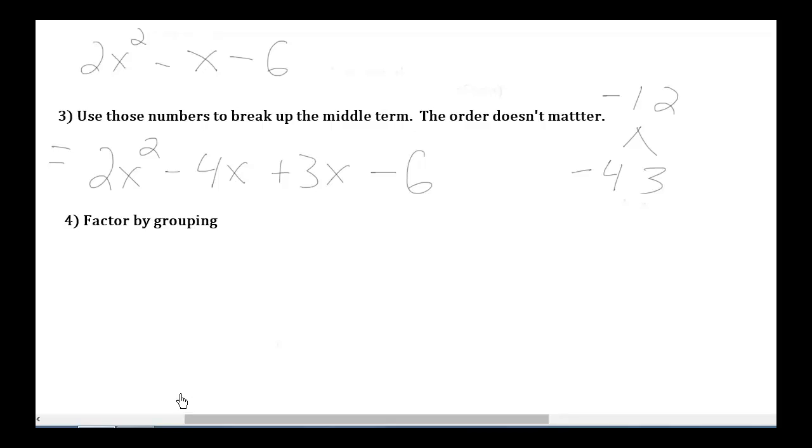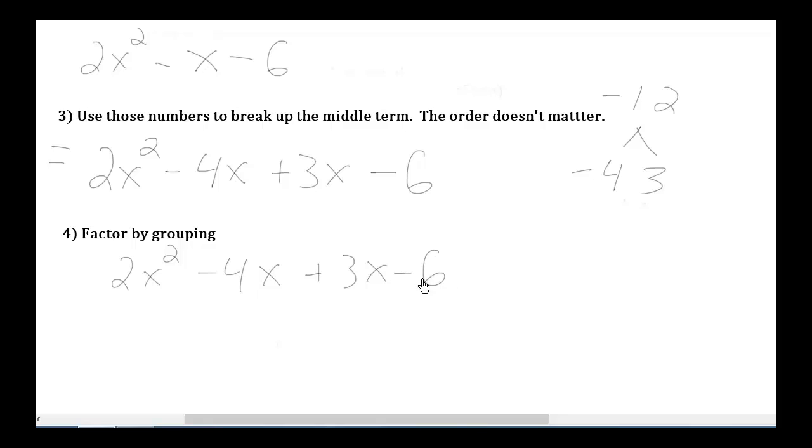Now it's time to factor by grouping. I took a trinomial and I've made a 4-term polynomial. 1, 2, 3, 4 terms. Anytime you have 4 terms, you should try grouping. So the way to do grouping is I take the 2x squared minus 4x plus 3x minus 6, and I look at the first 2 terms. And I factor those, so I don't even look at these last 2.